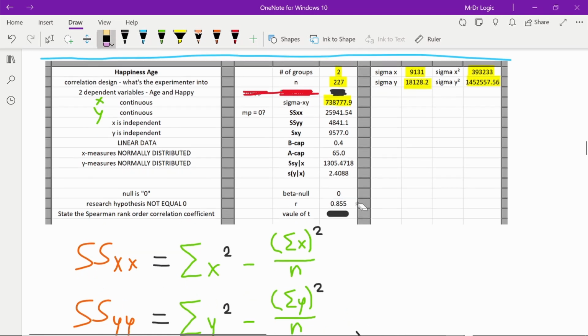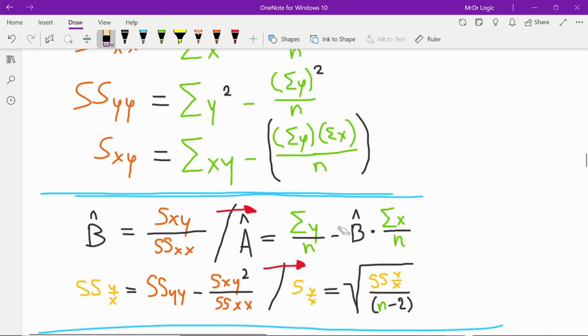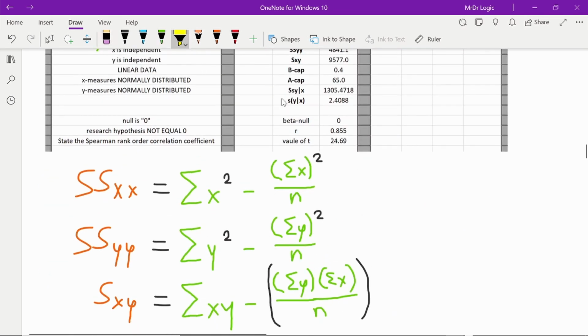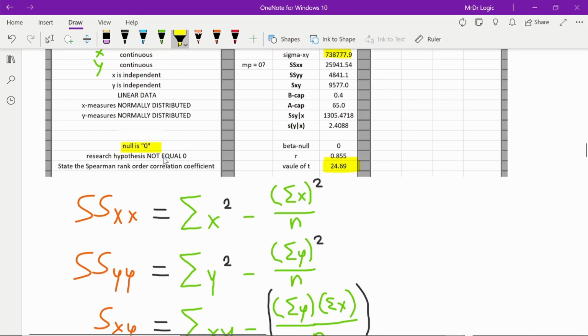And then you get an R value of this, and then you put it into the square root, into the t-test to see if it all works. You get 24.9. You got to remember this number because this is important to determine whether you're going to accept or reject. Also, don't forget this. Null is 0. Research hypothesis not equal to 0.